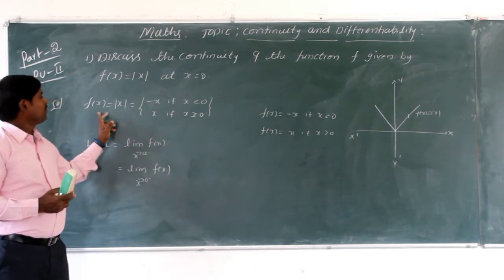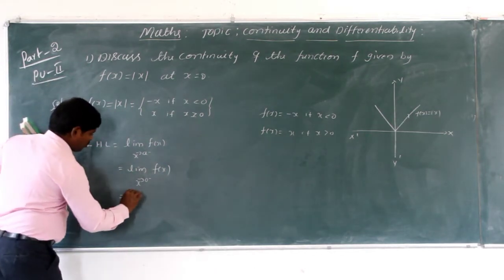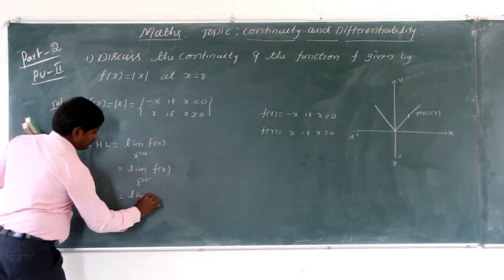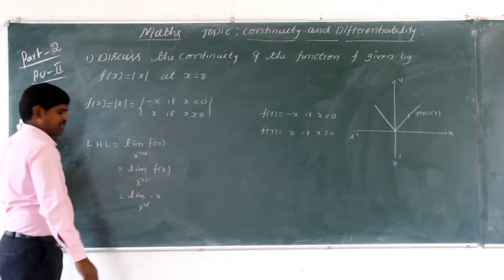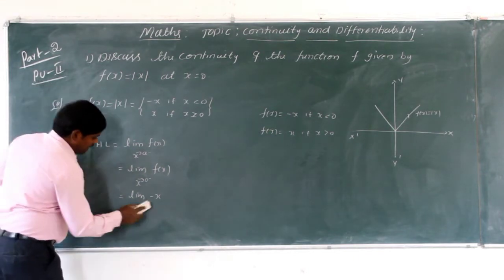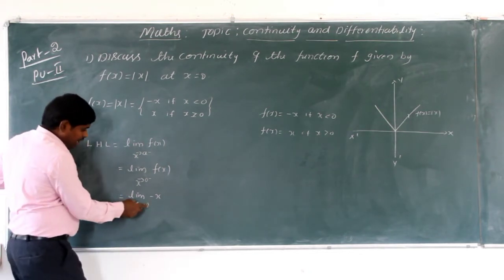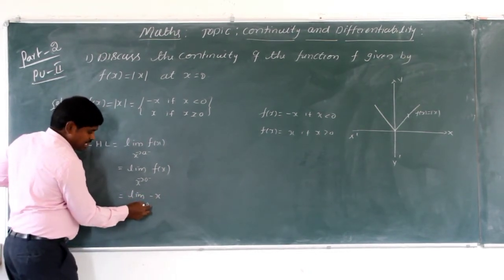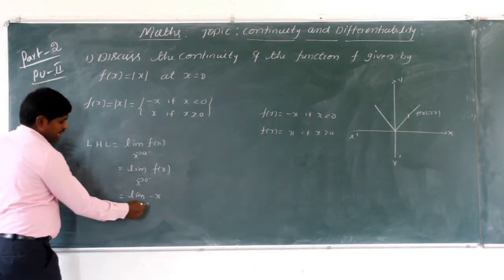Then we take f of x is equal to minus x, which is equal to the limit of minus x as x tends to 0 minus. We do not write 0 minus again, because we are only taking minus x. Since x is less than 0, we are taking minus x, so there is no need to write 0 minus again.